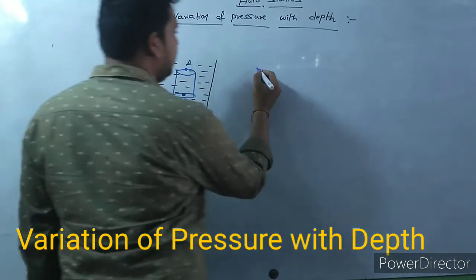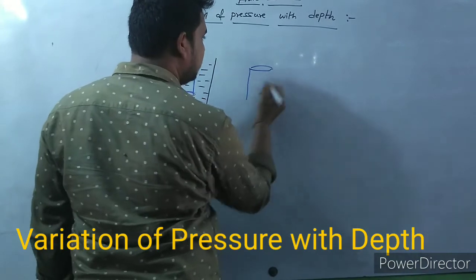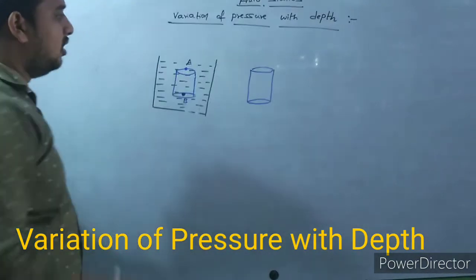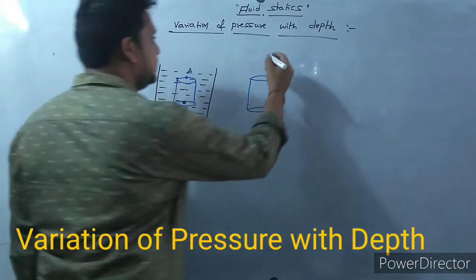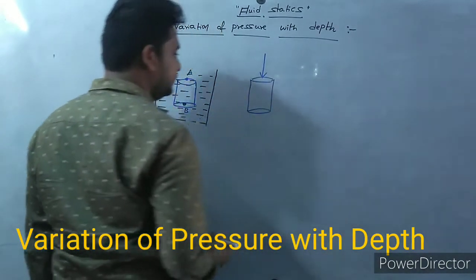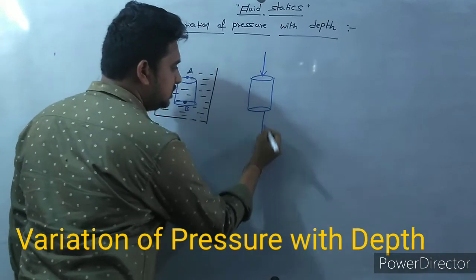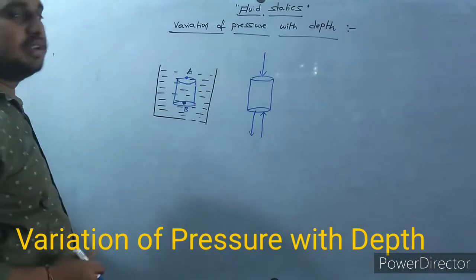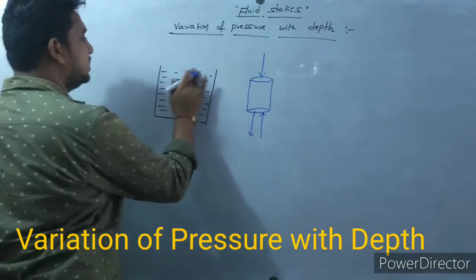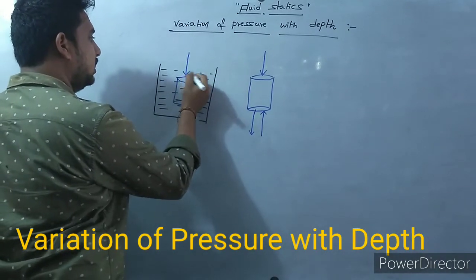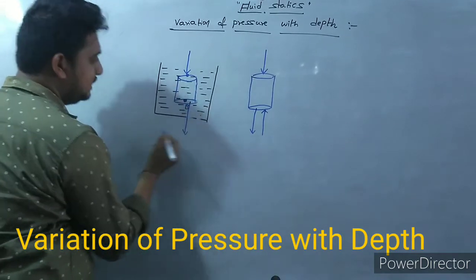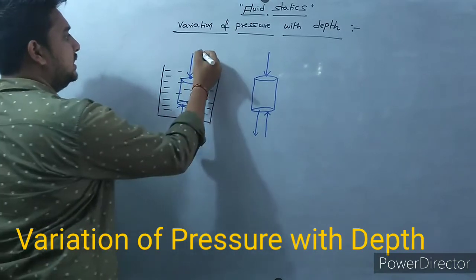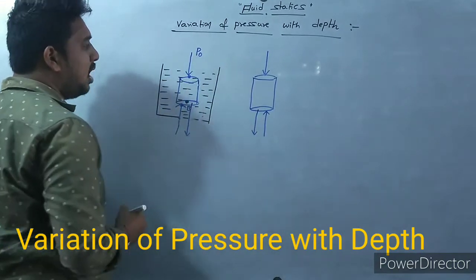Okay, so now we got this imaginary cylinder. What are the forces acting on this cylinder? One force is acting like this, another force is acting like this, and weight mg is acting like this. So majorly 3 forces are acting on this. This one is the pressure P naught, atmospheric pressure.